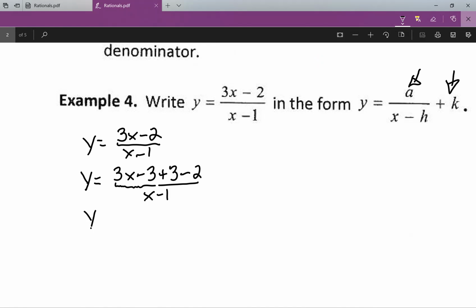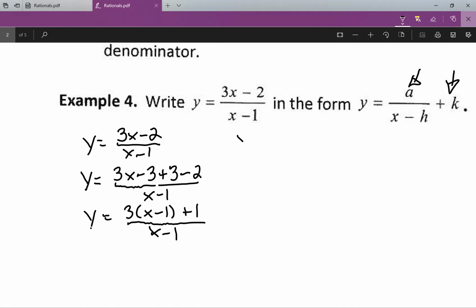Well, what does this really do for me? In my next step, if I now go y equals, and I factor the 3 out of the first two terms, what I end up with is that x minus 1 factor that I've been looking for. From there, I have plus 3 minus 2, so plus 3 minus 2 will leave me with plus 1, and then this is all over the x minus 1.